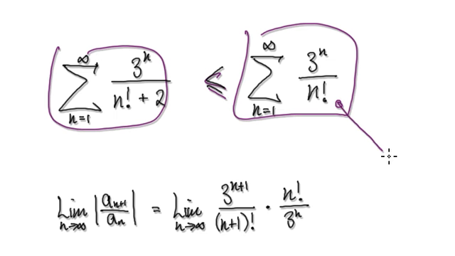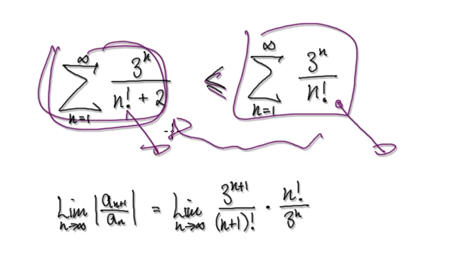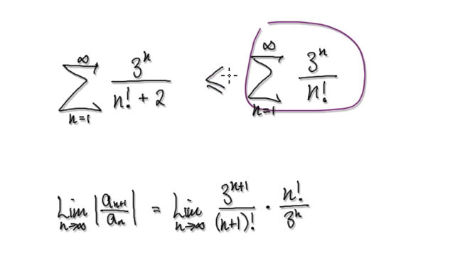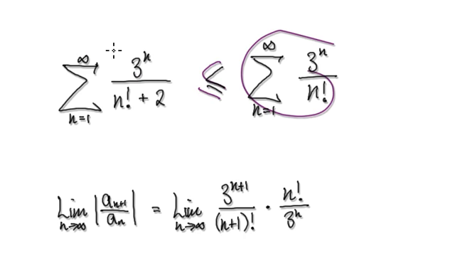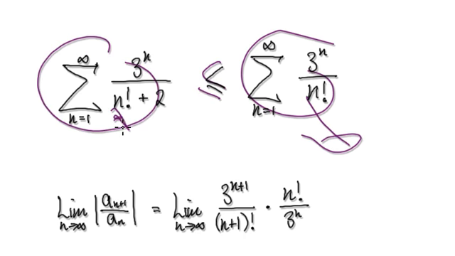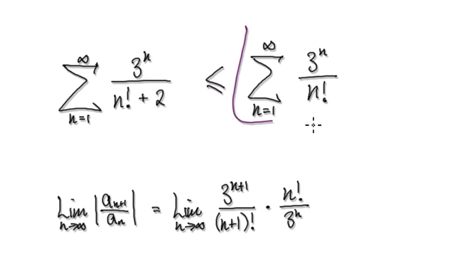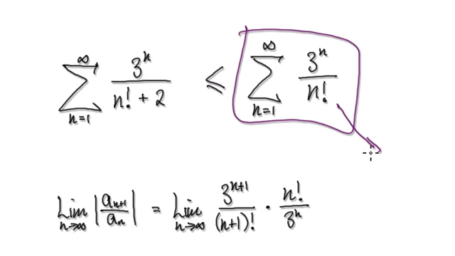Now, if this converges, then we can immediately conclude that this will also converge because this is greater or equal to this thing here. So this being greater or equal to this thing here, if this converges, then this will also converge. So it boils down to us trying to determine if this will converge or if this will diverge.